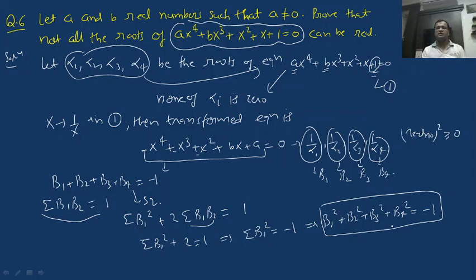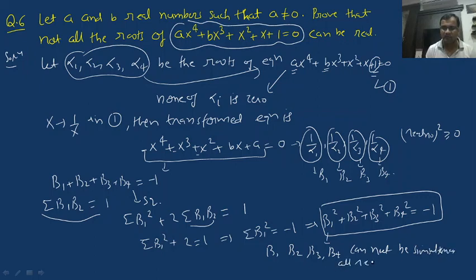So if beta 1, beta 2, beta 3, beta 4 are all real simultaneously, then this sum of squares becomes a non-negative quantity. So from here we can say that beta 1, beta 2, beta 3, beta 4 cannot be simultaneously all real. And hence if beta 1, beta 2, beta 3, beta 4 are not all real, then clearly their reciprocals are also not all real, and their reciprocals are what? Alpha 1, alpha 2. This also implies alpha 1, alpha 2, alpha 3, alpha 4 are not all real. Hence proved.